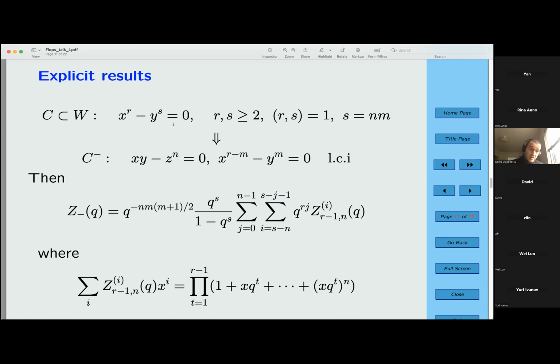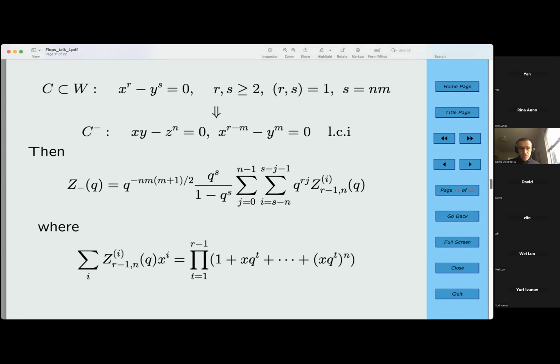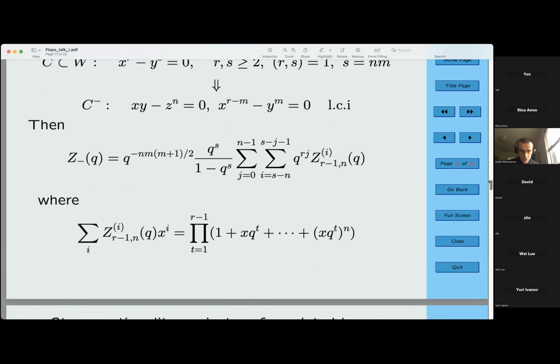This is, to my knowledge, the simplest series of examples where we can actually prove that the strict transform is an LCI curve, which is defined by two polynomial equations locally. And it's easy to write down all sorts of other examples where you can't even find an explicit set of generators for the defining ideal of C minus. This is a difficult question in birational geometry, but for these examples, it works out nicely. And it also works out in the sense that using the theorem, we can provide an explicit formula for Z minus, which is written here.